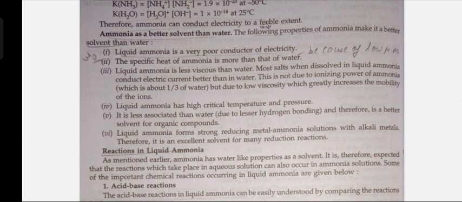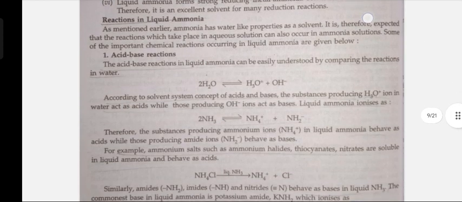Ammonia is a better solvent than water. The following properties of ammonia can make it a better solvent than water. Liquid ammonia is a very poor conductor of electricity. The specific heat of ammonia is more than that of water. Liquid ammonia is less viscous than water. Liquid ammonia has a high critical temperature and pressure. It is less associated than water due to lesser hydrogen bonding. Liquid ammonia forms strong reducing metal ammonia solutions with alkali metals, therefore it is an excellent solvent for many reduction reactions.